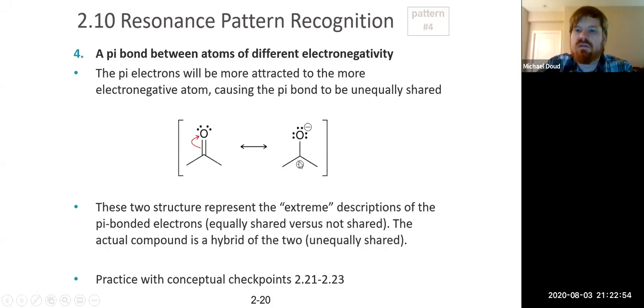Now, is it the best resonance structure? No, I mean, this only has 6 electrons in its octet. This one has a full octet, but it's a valid resonance structure. It can exist. So this is another one that we have to keep in mind. And again, this can only happen if you have 2 atoms of different electronegativity. But it happens a lot in organic chemistry because you see carbon double bonded oxygen, carbon double bonded nitrogen, that kind of thing.